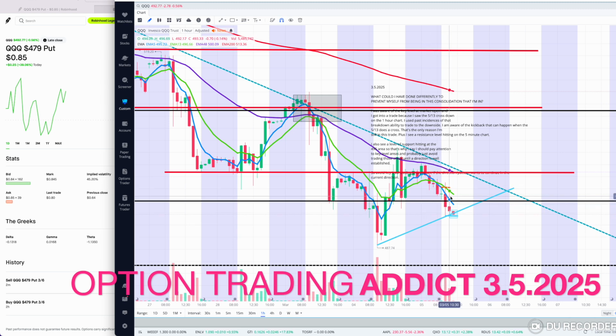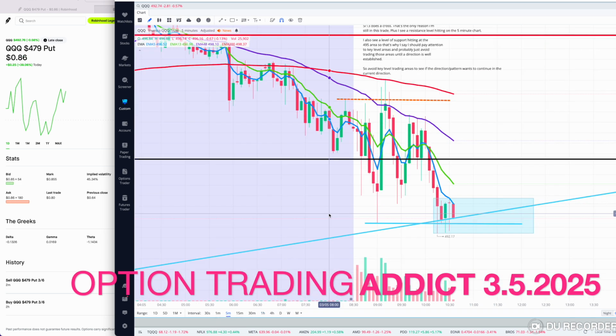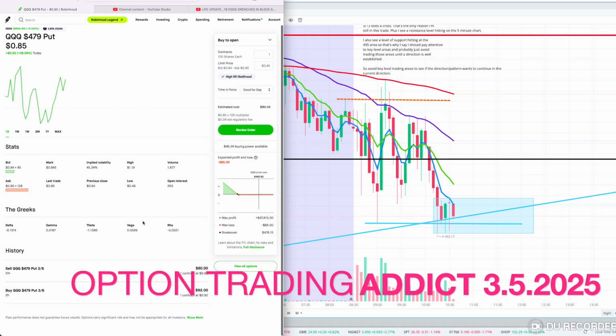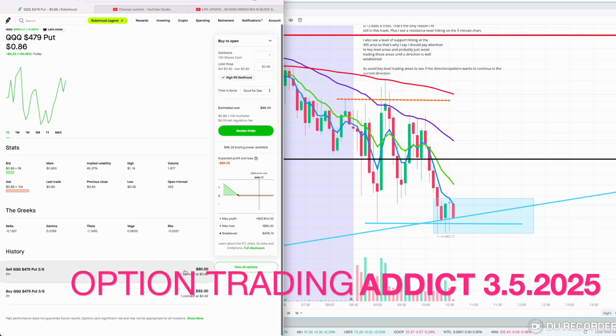But right now, on the 1 hour chart, everything's saying, hey, we're trying, but these technicals are not doing what they normally do. Normally they just go and do what they're supposed to do. Okay. So I sold at 80 cents. It's currently at 86 cents.